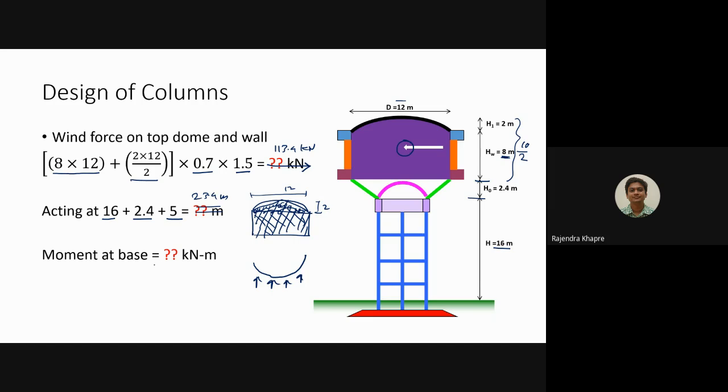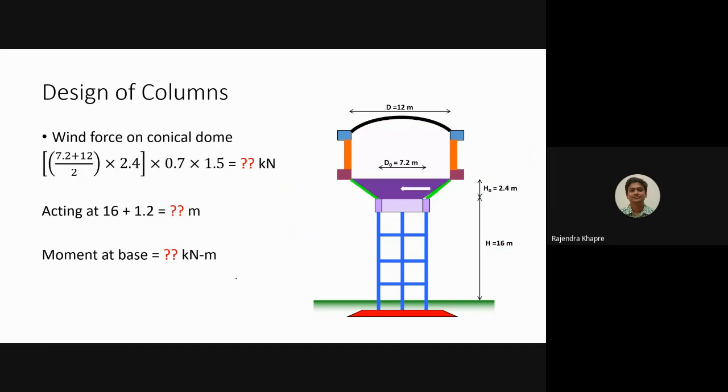So the moment at the base due to this force will be 113.4 into 23.4. How much is this? 2653.56 kilonewton meter. Someone please cross check whether it is the same or not. Right. So this is the wind force on the top dome and the wall.